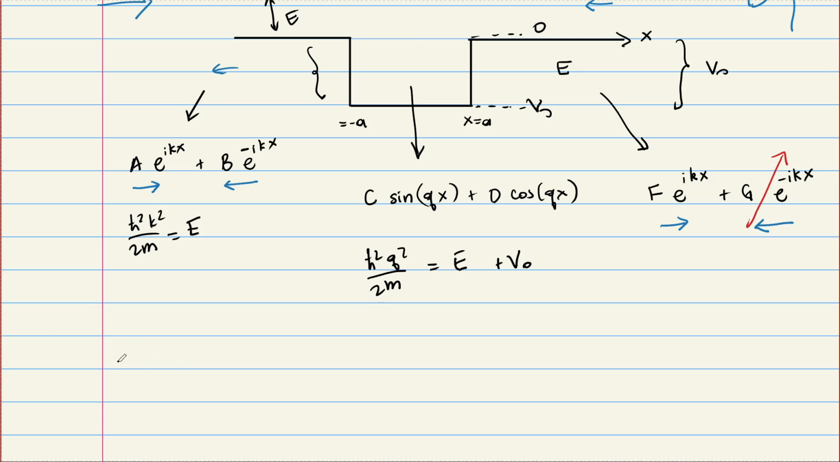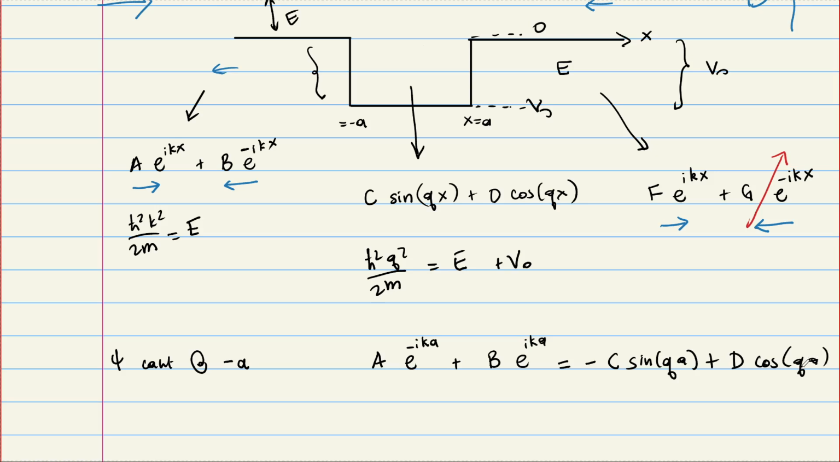So we have psi continuous at minus a. Psi should be continuous here, and from here I have A e to the minus ika plus B e to the ika should be equal to minus C, there is a minus here, I already put it outside, minus sine qa plus D cosine qa. And cosine of minus is cosine of plus, so I use that symmetry.